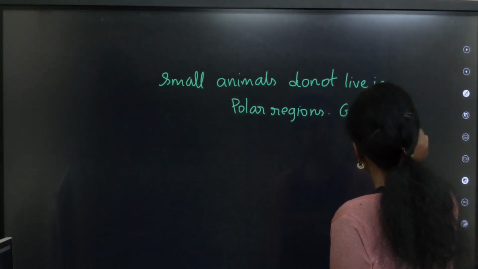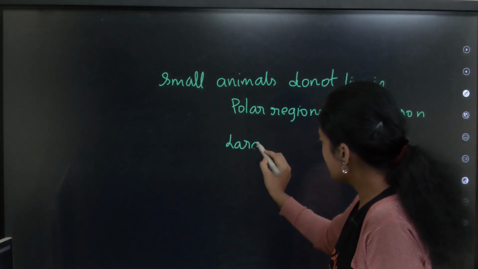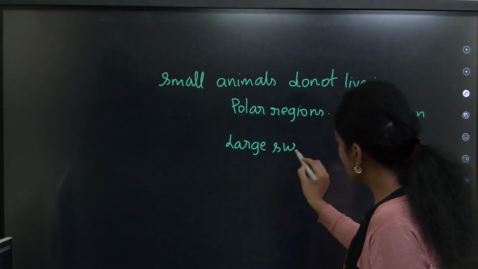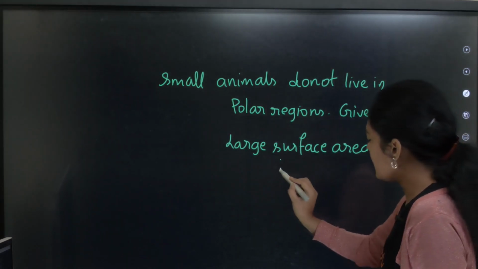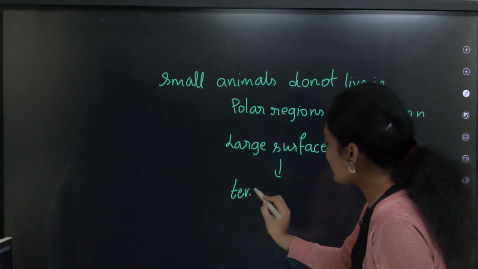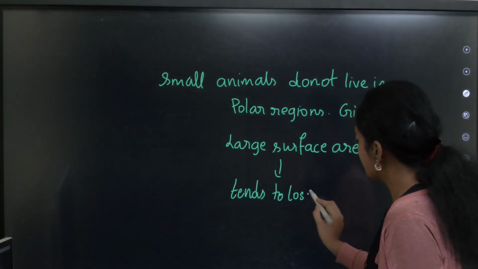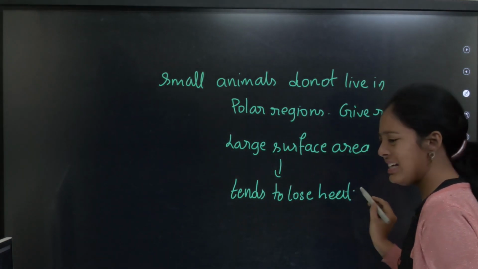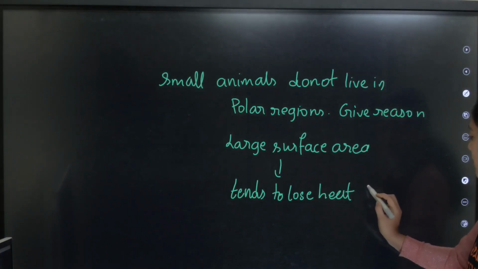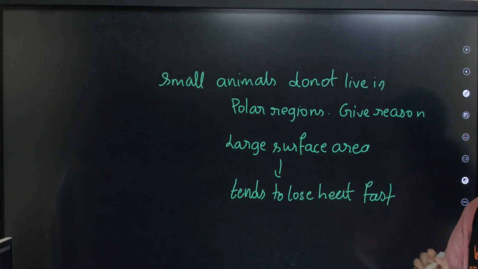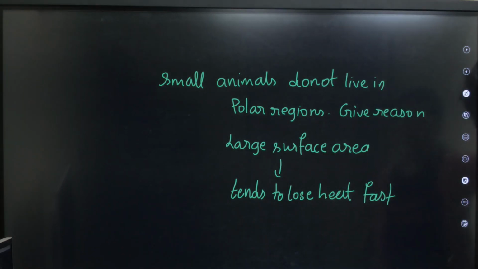So what could be the reason, children? Smaller animals have a large surface area. Larger the surface area, it tends to lose heat fast, and hence it cannot get adapted to a polar region. Okay, tends to lose heat fast. This is the reason, children. Give reasons, application-based questions like this can be asked from this topic.